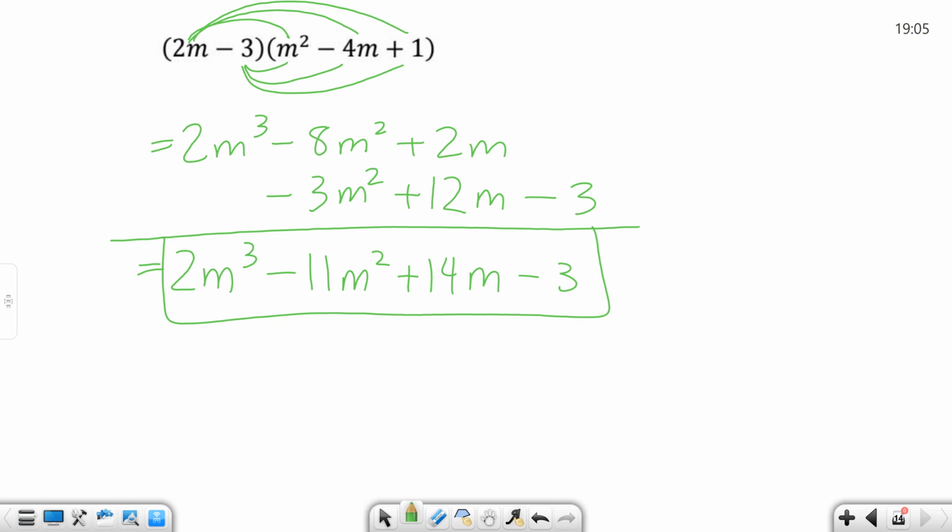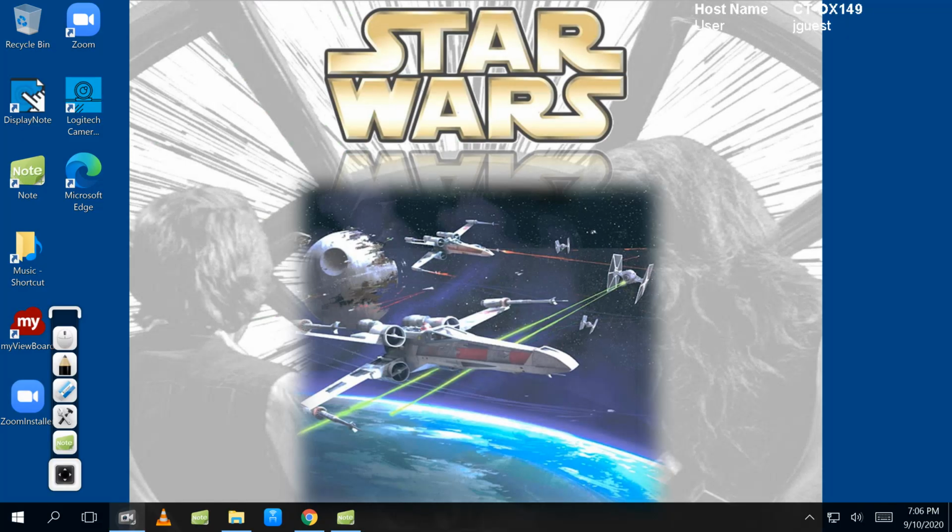So hopefully this helped you with foiling a binomial times a binomial in the world of polynomials, multiplying them, or a binomial times a trinomial. And again, as these get larger, you just apply the same principle of the first term in the first one times everything in the second one, the next term times everything, the next term times everything, and eventually you'll get there even on the really, really big ones.